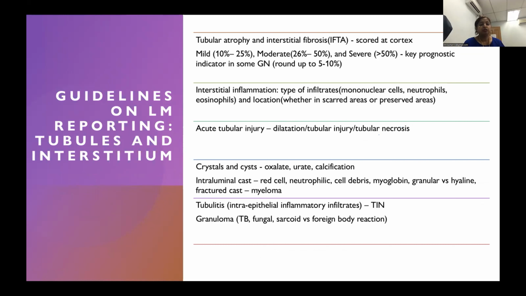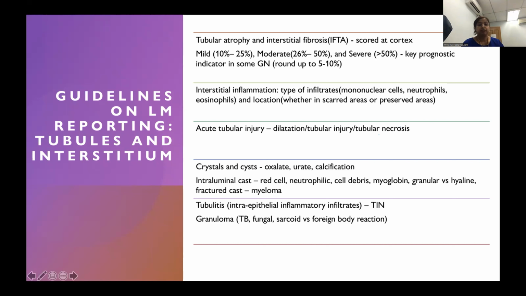Yeah? So for tubules and interstitium, basically you need to identify the chronicity. So you score it on the cortex, not on the medulla. You assess it: anything less than 25% is mild chronicity. Anything more than 25%, up to 50%, is moderate. Anything more than that will be severe. So this can be a good indicator. Sometimes if you have active glomerulonephritis going on, you will realize that the amount of IFTA that can contribute could be part and parcel of a GN.